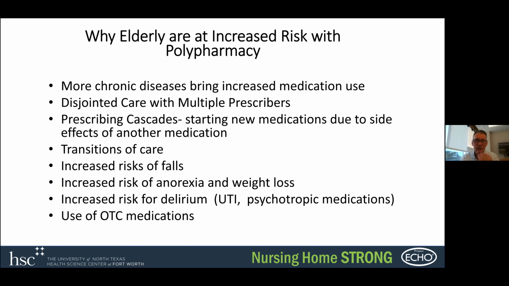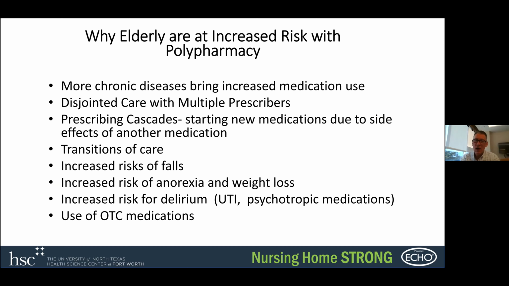Why are the elderly at an increased risk of polypharmacy? I've just put together a few ideas. More chronic diseases, obviously, as we age, more things break down, and obviously the solutions to that are more medications. Disjointed care among multiple prescribers. For good reasons, we have plenty of specialists, and all of them have maybe their own area where they're adding medications, and then they start to accumulate. And so good communication is really important.